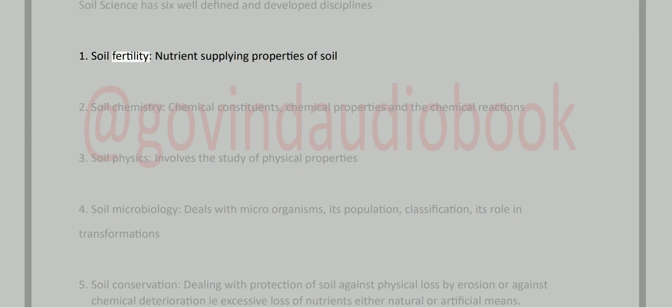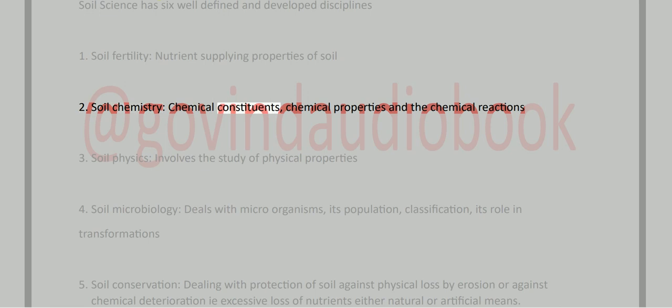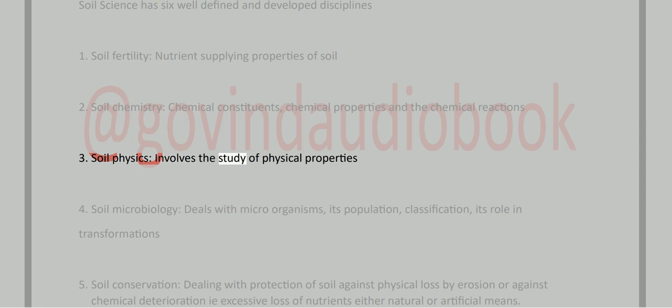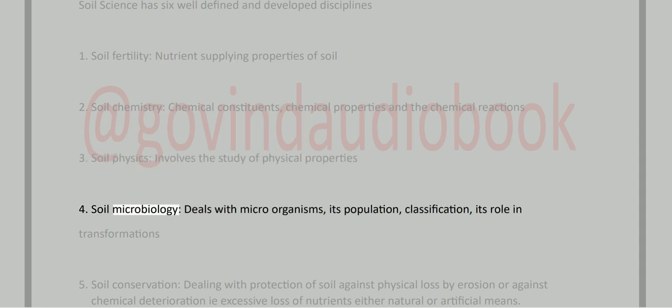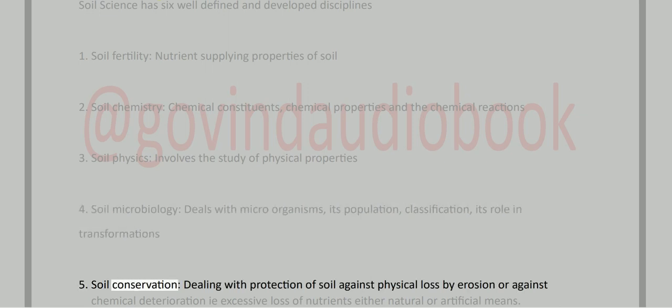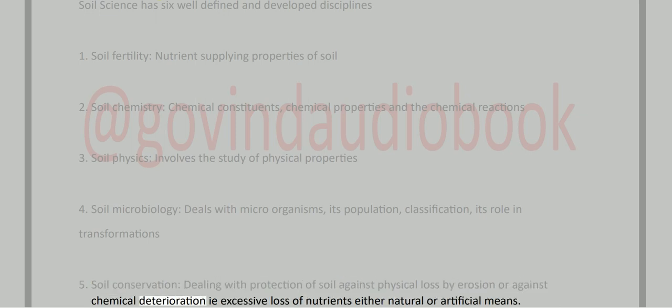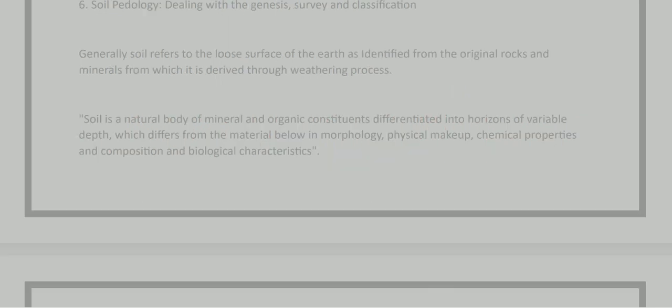1. Soil fertility, nutrient supplying properties of soil. 2. Soil chemistry, chemical constituents, chemical properties and the chemical reactions. 3. Soil physics, involves the study of physical properties. 4. Soil microbiology, deals with microorganisms, its population, classification, its role in transformations. 5. Soil conservation, dealing with protection of soil against physical loss by erosion or against chemical deterioration, i.e. excessive loss of nutrients either by natural or artificial means. 6. Soil pedology, dealing with the genesis, survey and classification.